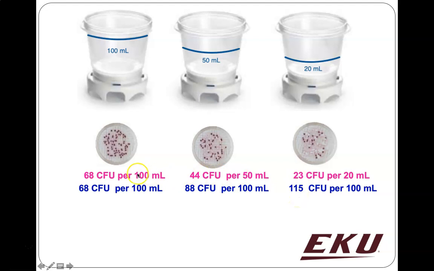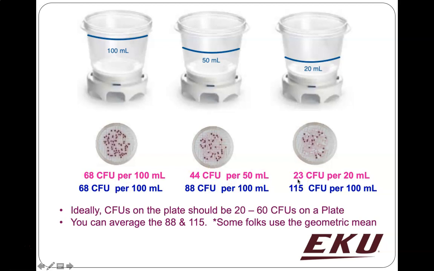Now, which ones should we count in our average? If you wanted to do all 3 of them, you could. 68 is not an egregious number. But 44 and 23 are definitely in that 20 to 60 range. If you don't have any in that range, you might have to work with what you got. But ideally, CFUs on the plate should be between 20 and 60, so we could average not the 44 and 23. We're going to average the per 100 mil volume. We'll average the 88 and the 115, and when you do that, you're looking at probably a little more than 100 CFUs per 100 mils.